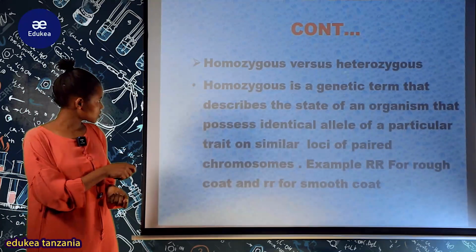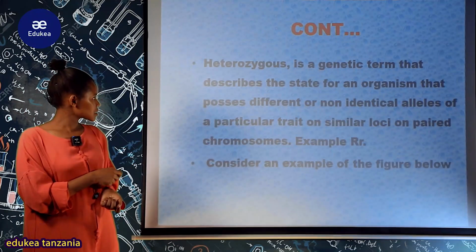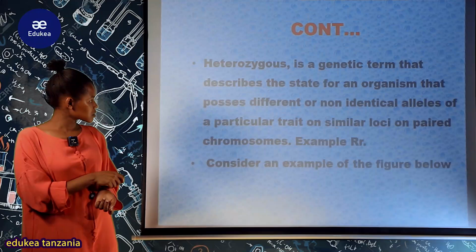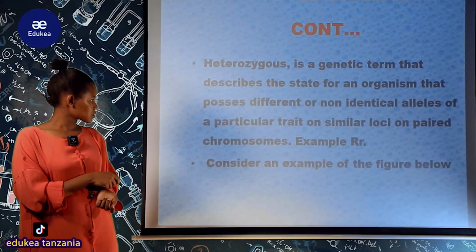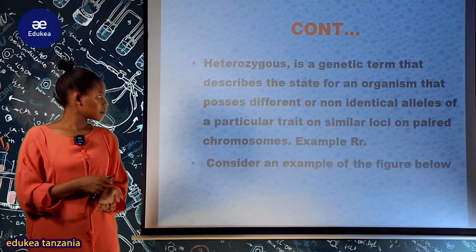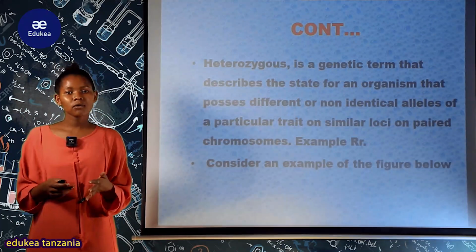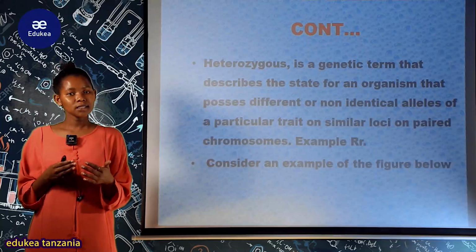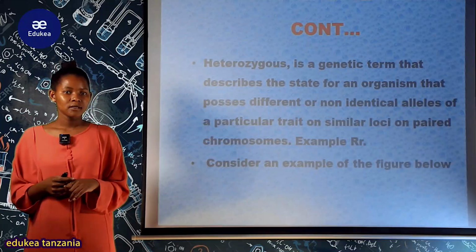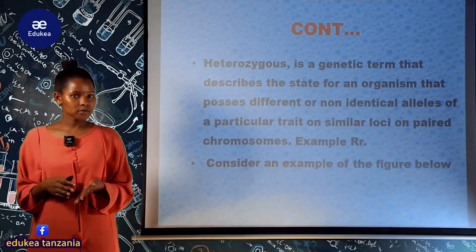Also, we are going to look at heterozygous. Heterozygous is a genetic term that describes the state of an organism that possesses different or non-identical alleles of a particular trait on similar loci on paired chromosomes. Example, this one Rr, and we are going to consider this figure below for more understanding. When we talk about heterozygous, we mean that we have alleles of different traits located on similar loci. It means those chromosomes we will call heterozygous chromosomes.